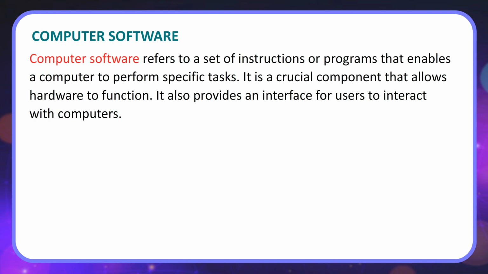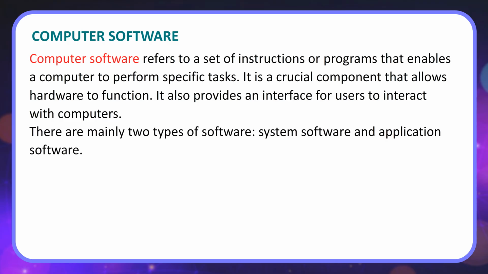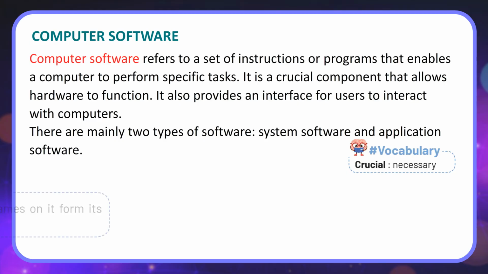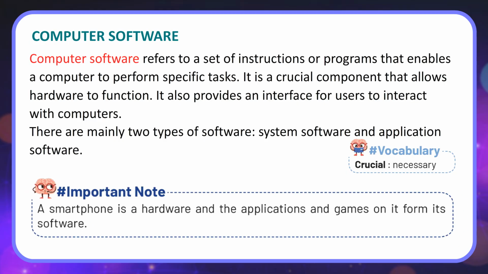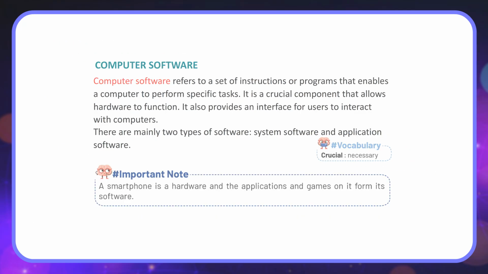Computer software. Computer software refers to a set of instructions or programs that enables a computer to perform specific tasks. It is a crucial component that allows hardware to function. It also provides an interface for users to interact with computers. There are mainly two types of software: system software and application software. Vocabulary: crucial, necessary. Important note: a smartphone is a hardware and the applications and games on it form its software.